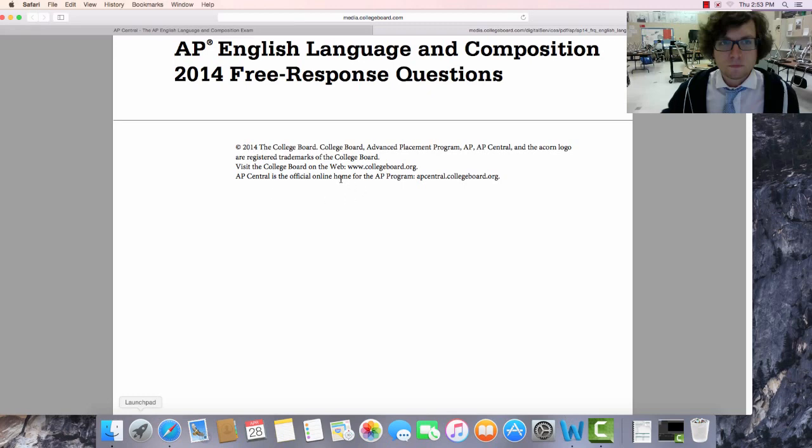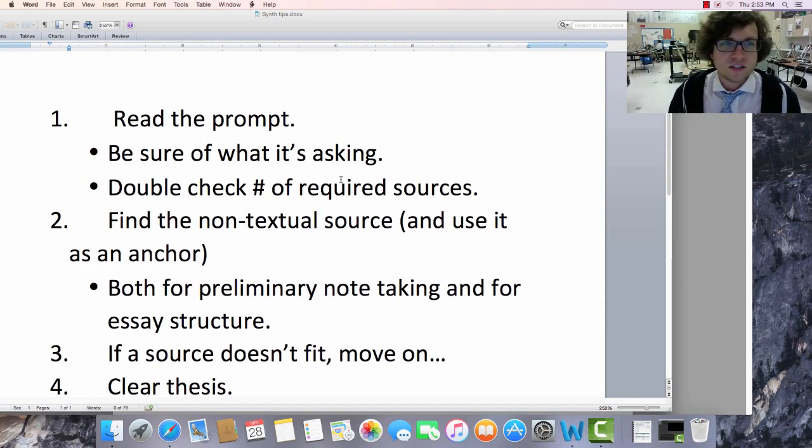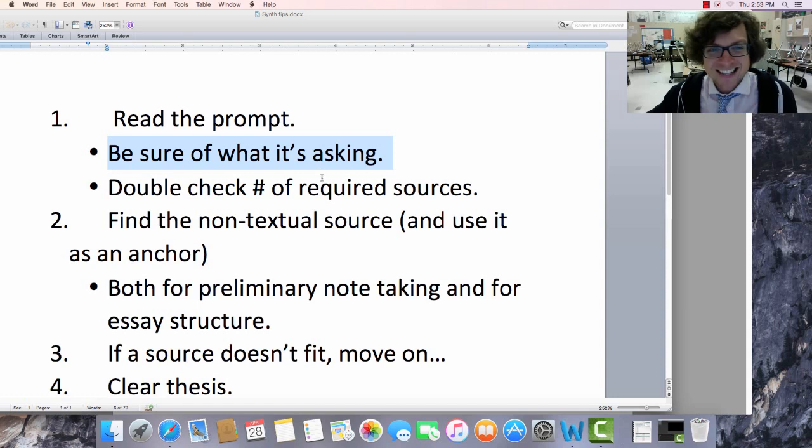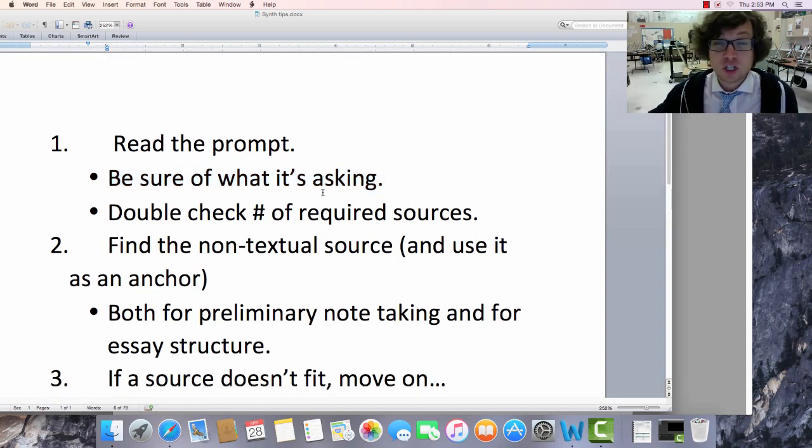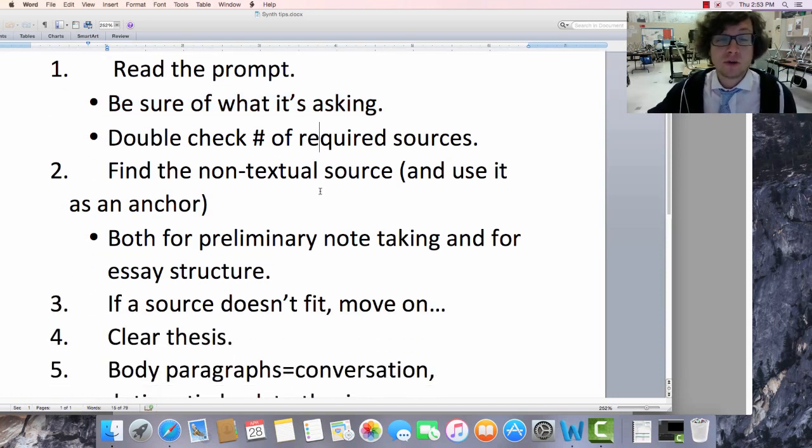The first one is read the prompt. And we're going to go back and get these in detail, but I'll hit them all now. We're going to read the prompt mostly because we want to be sure of what the prompt is asking. A lot of the time on the synthesis essay, especially, the actual question can be quite obscure.